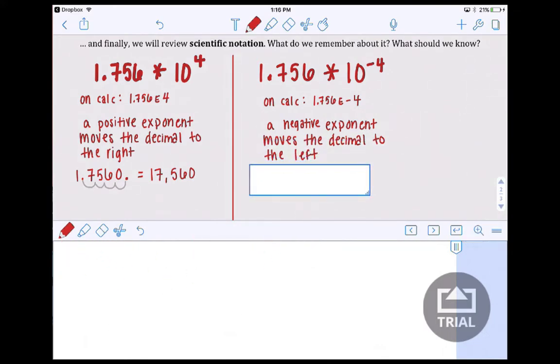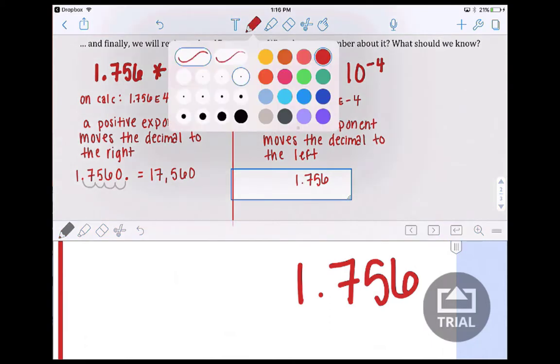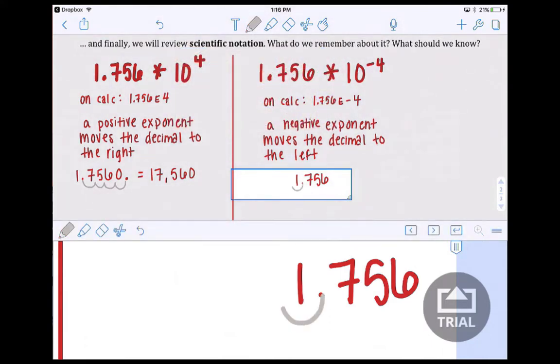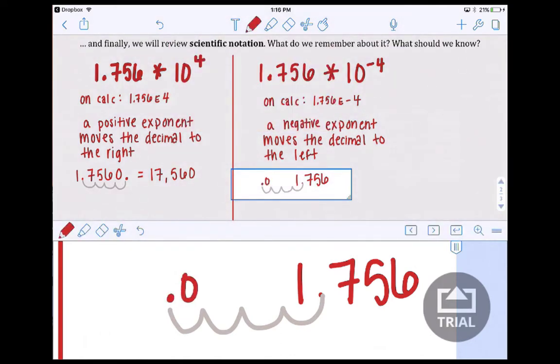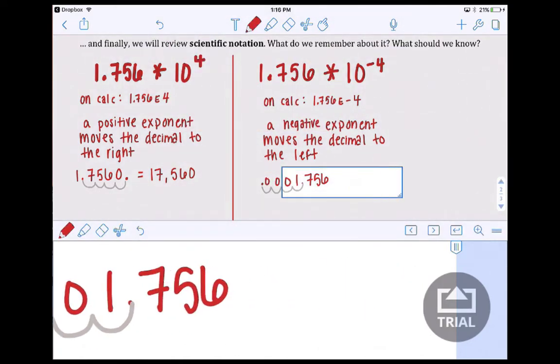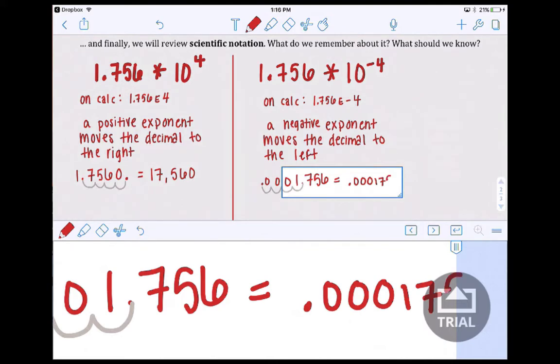So if you see something like this, I'm going to write it over here this time. We're going to move that decimal place 4 to the left. 1, 2, 3, 4. Again, we have a bunch of blanks this time, so we have to fill them in with zeros for my final answer to be 0.0001756.